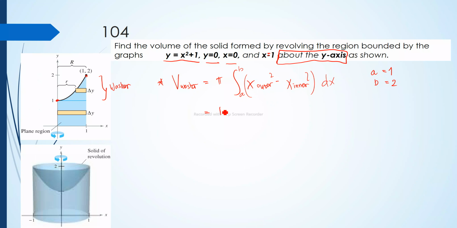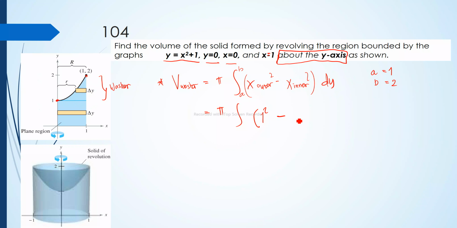So that is just equal to pi times the integral of x outer. What is our x outer? Our x outer is just equal to 1. So we'll have 1 squared minus, what is our x inner? Oh, sorry, this is dy rather. That is in dy because the strip here is moving along the y-axis.